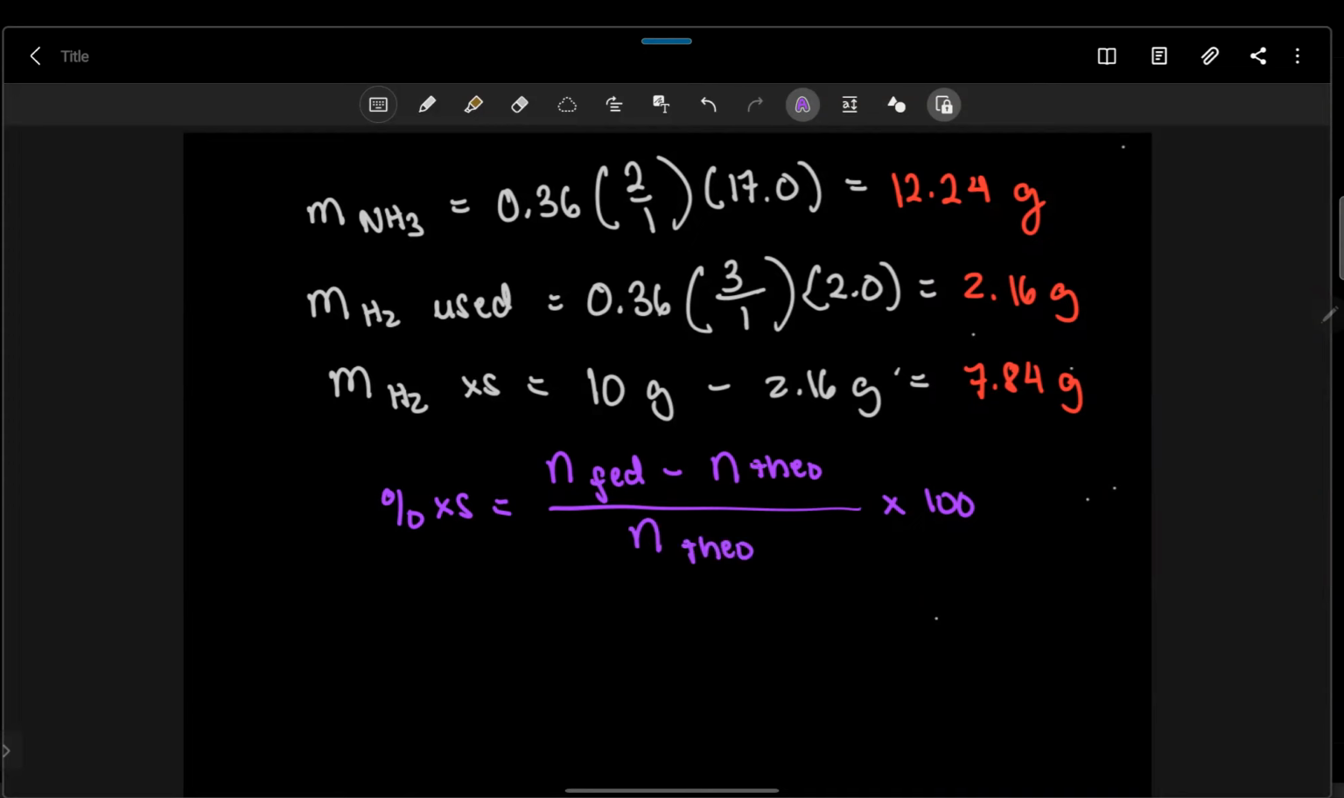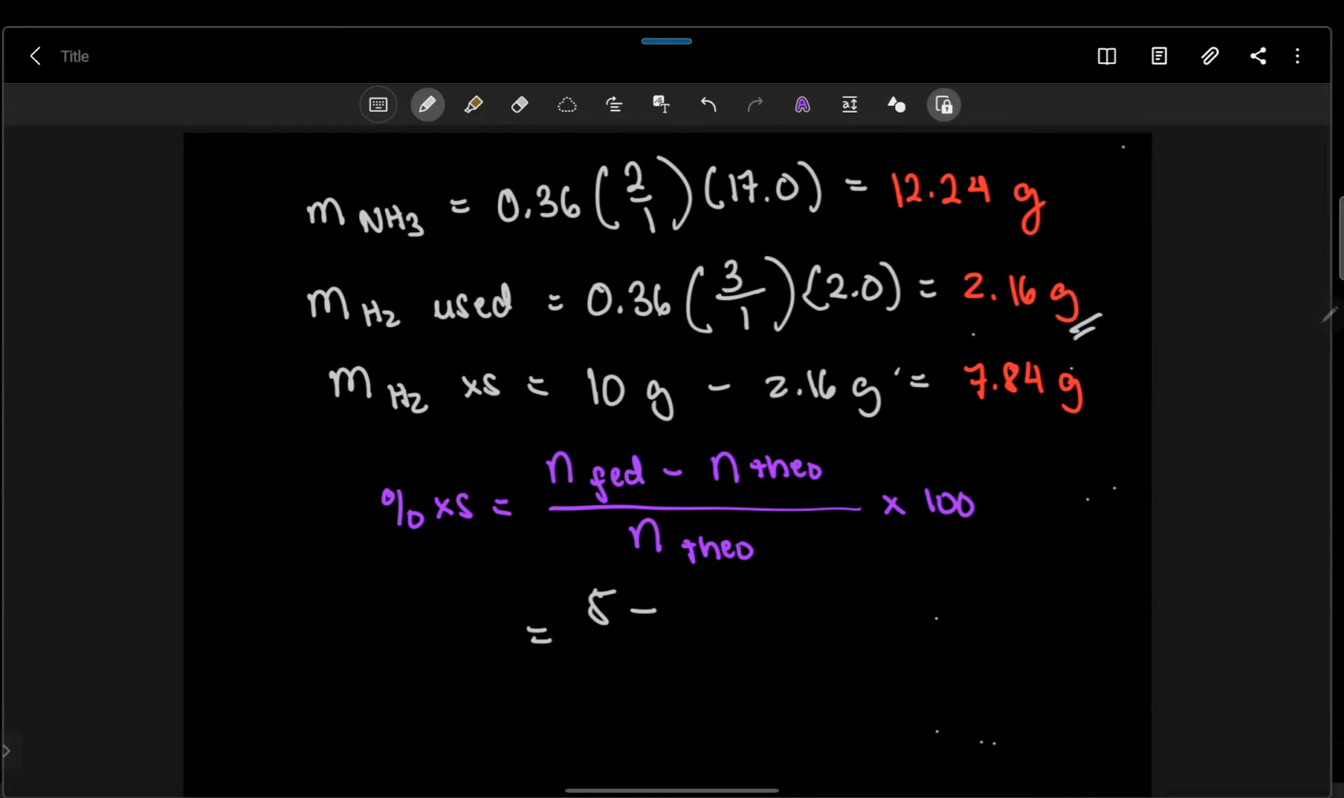Okay. Now, again, kapag sinasabi nating percent excess, we only refer to the excess reactant. So, ibig sabihin hydrogen lang to. Hydrogen being our excess reactant. Okay? So, paano computein? Ilan ba yung moles na nilagay mo? Moles fed of hydrogen. 5 moles, right? Minus yung theoretical. Okay? Yung nagamit lang na hydrogen, in terms of grams, alam natin 2.16.